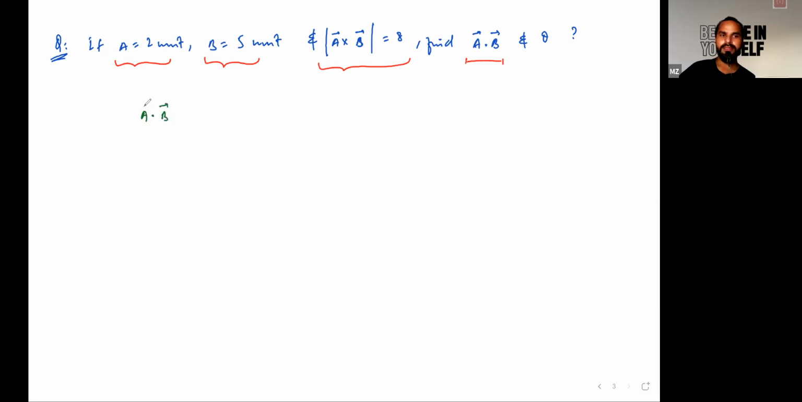(A dot B) squared plus (A cross B mod) squared is equal to A squared B squared, or you may write it as (AB) whole square. You have values for A, B, and A cross B mod. Just put them in and try to simplify for A dot B.